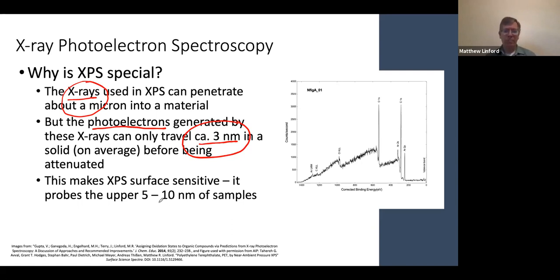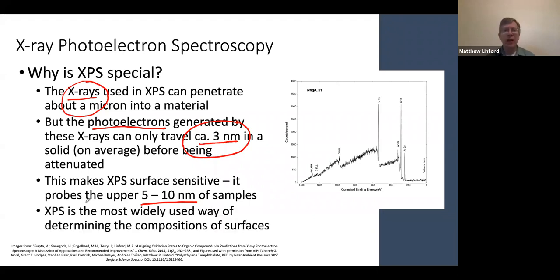So again, we're looking at the upper 5 to 10 nanometers of a surface. It's not that all of the electrons lose energy after 3 nanometers. That's on average. Some of them go 5 nanometers and some even go 10 nanometers without losing energy. That's why this technique is sensitive to the upper 5 to 10 nanometers of a surface. I want to emphasize that XPS is the most widely used way of determining the compositions of surfaces. It's not an obscure technique that nobody thinks about. This really is the way that people think about the chemistries of surfaces. And we're going to talk about some other reasons for why that is the case.